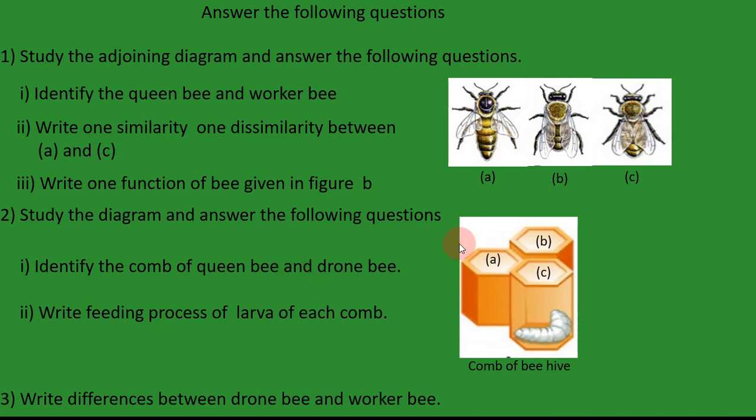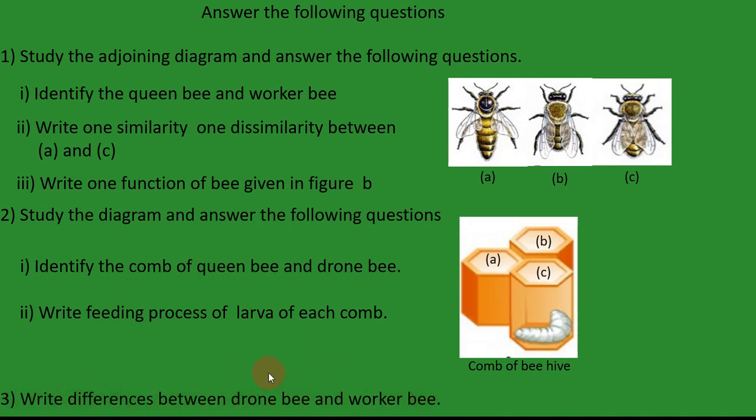And similarly, comb B is a comb of queen bee. So the larva of this comb is fed by royal jelly for the whole period of the larva stage. Okay, and similarly this comb C is medium size, so it is a comb of drone bee, and that is why it is fed royal jelly for 3 days and honey only for the rest of the days.